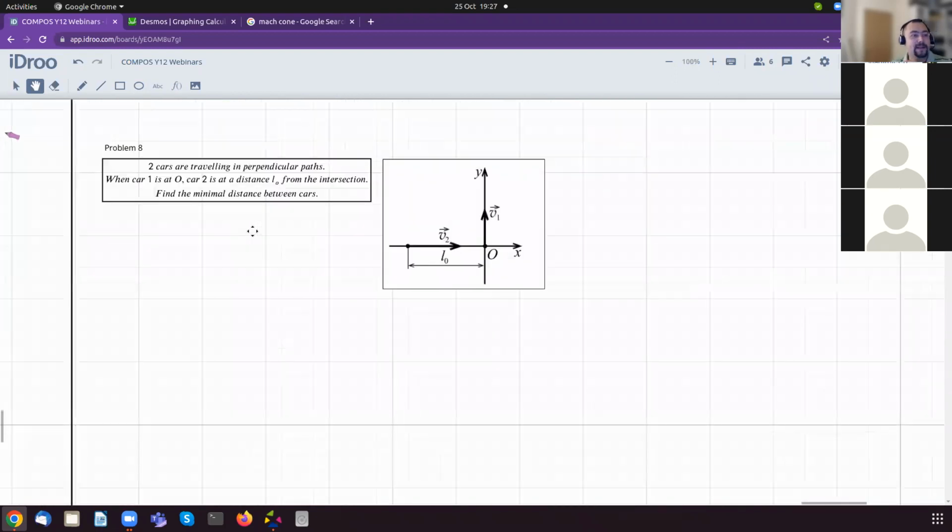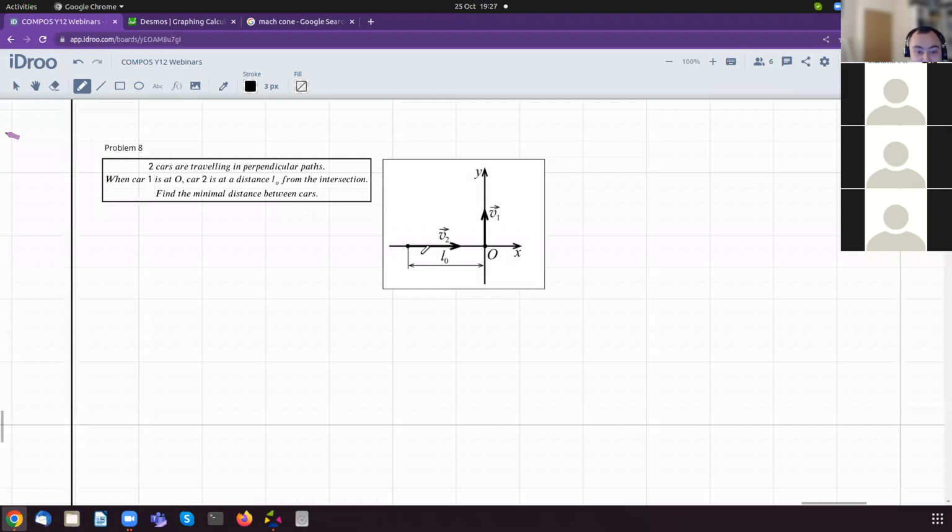Finally, problem 8. Two cars are traveling. This is the question about the drone and the anti-drone missile. It's exactly the same question. Two cars are traveling in perpendicular paths. When car 1 is at O, car 2 is at a distance L0 from the intersection. Find the minimal distance between the cars.